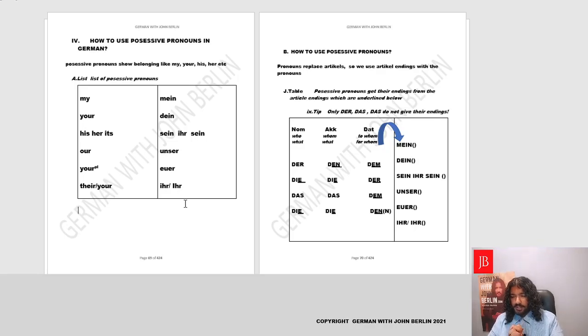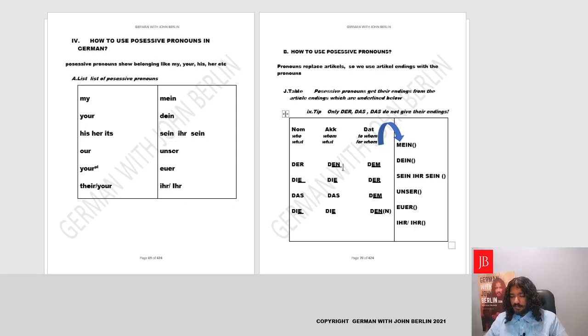Now the next question is how to use possessive pronouns. We must remember that possessive pronouns replace articles. For example, instead of saying "I go to the friend," I can say "I go to my friend." I replaced "the" with "my." So in German, when we do that, "my" will get the ending of "the," like we have learned previously. Let's have a look here.